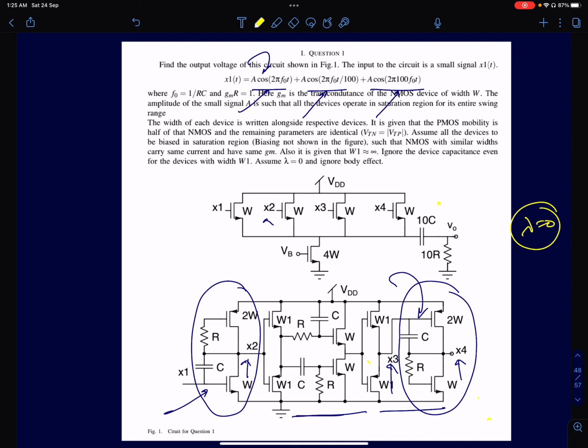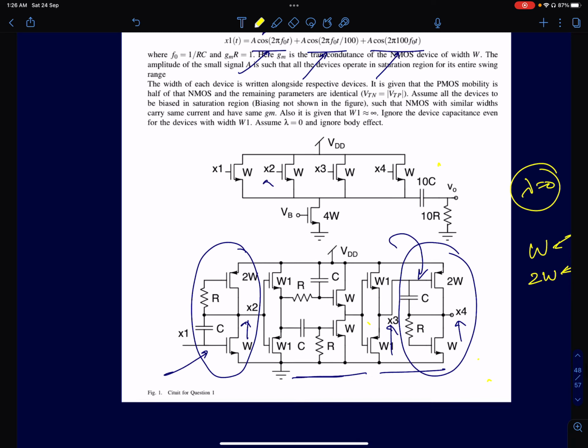I've also said that the mobility of PMOS is 1/2 of the mobility of NMOS. So if I size a PMOS device as 2W, then the transconductances will be the same for both the NMOS and PMOS. So if I size the NMOS as W, PMOS as 2W, I can assume that they both have similar transconductances. I have not shown the bias currents here, but that's a reasonable assumption to make. Wherever they are, they're connected in series, so I can assume their bias currents to be nearly the same.